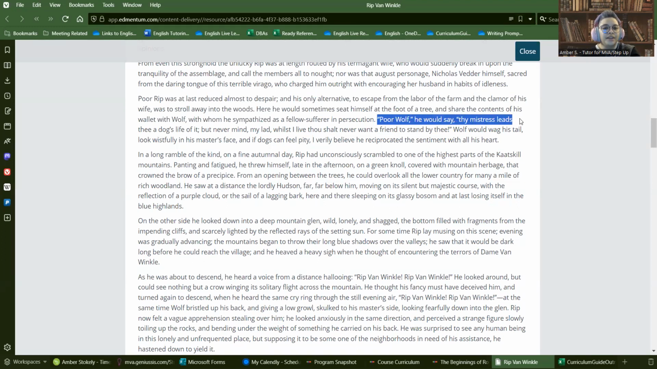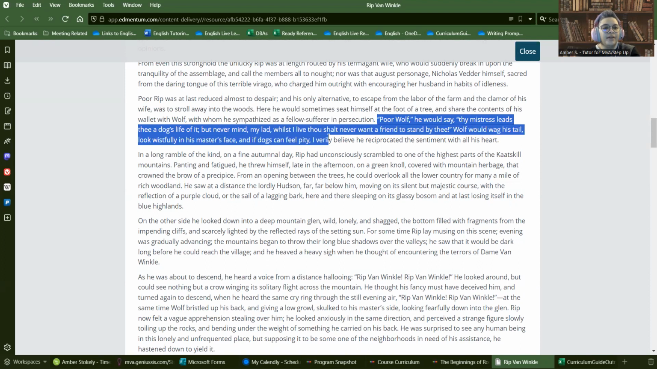Poor Wolf, he would say, thy mistress leads thee a dog's life of it. But never mind, my lad, whilst I live, thou shalt never want a friend to stand by thee. So basically what he's saying is his mistress, he's referring to his wife, leads the dog's life of it. So he's using the phrase a dog's life to say that things are rough because his wife is so difficult.